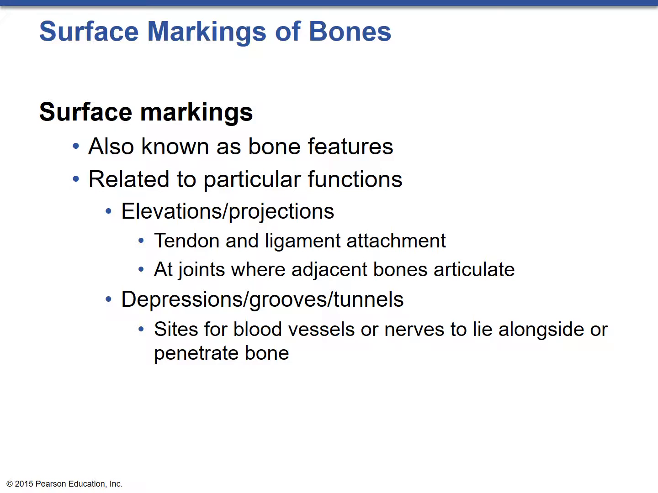Now there are two major types of bone features. They are elevations or projections, things that stick out, or depressions, grooves, or tunnels, things that fold in or create a hole. Typically, elevations and projections are tendon and ligament attachment sites, and they are found at joints where adjacent bones articulate, whereas depressions, grooves, or tunnels are typically sites for blood vessels or nerves to lie alongside or penetrate bone.